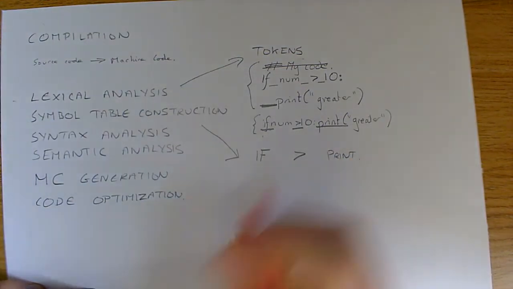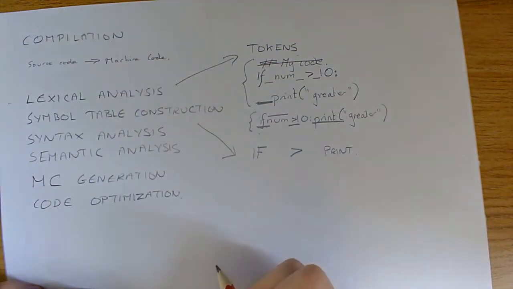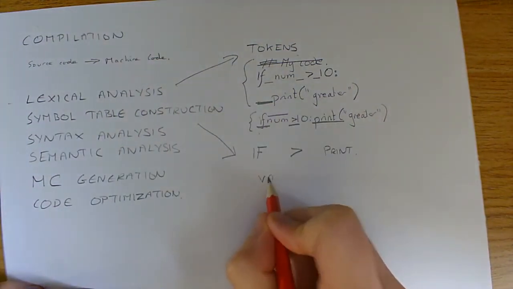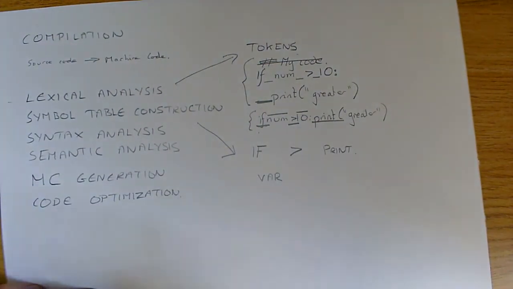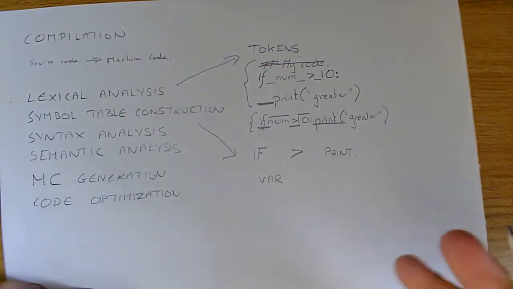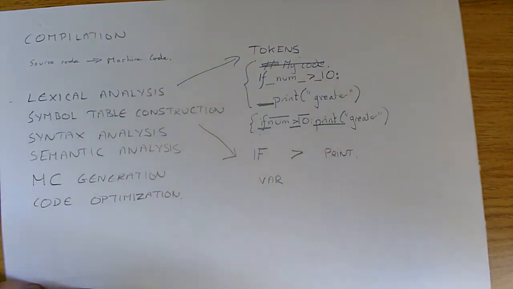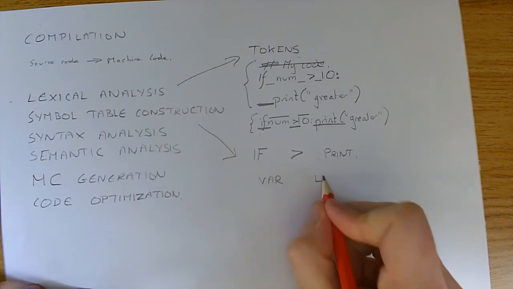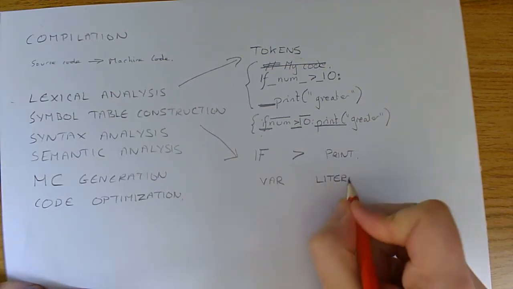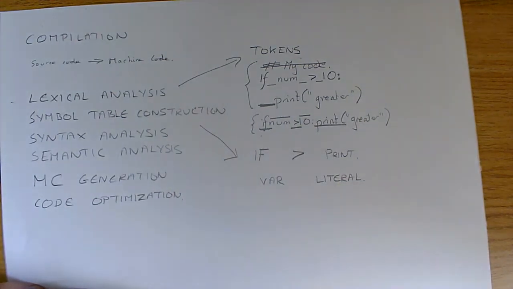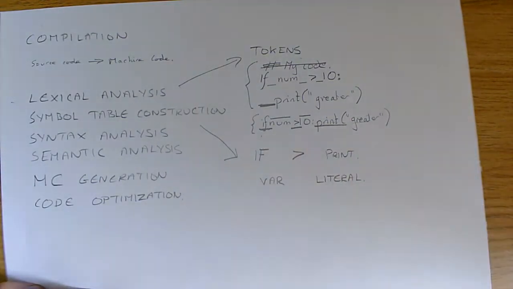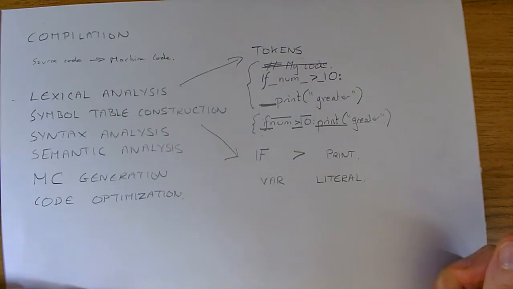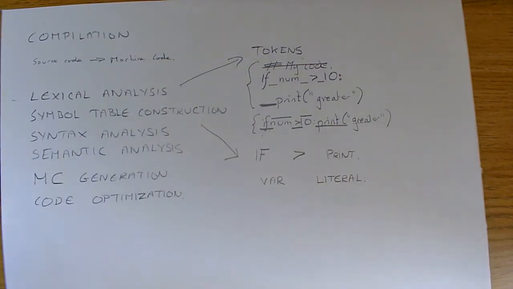Now if you look at this code, we can see num. Num is not a keyword, num is actually a variable, and 10 is a number. And there is a way a computer knows how it's a number, but we won't go into that. But what we do is we call anything that stands for itself a literal. Examples of literals are 10, the word greater, and various other things. Anything that doesn't perform a particular function.